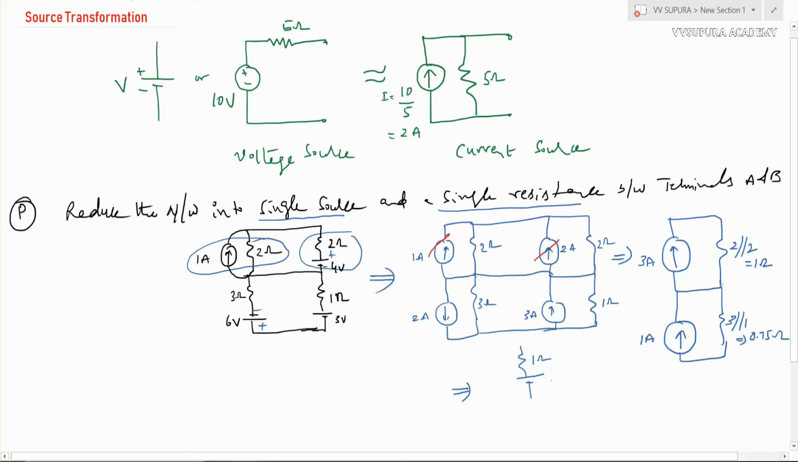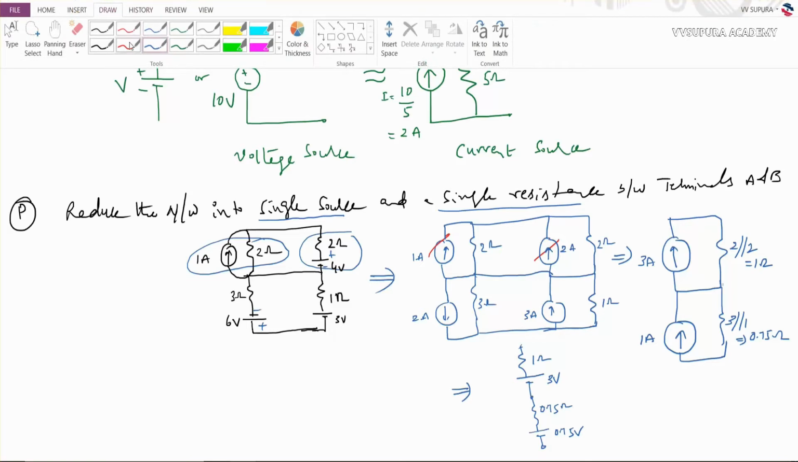3 amperes into 1 ohm, it is 3 volts, that is the upper network. Coming to the bottom network, one resistor, that is 0.75 ohms, and the current is in the upward direction. So I can write it like this. This voltage value will be 0.75 into 1 ampere, that is 0.75 volts. So this is the final network when I convert all the current sources into voltage sources.